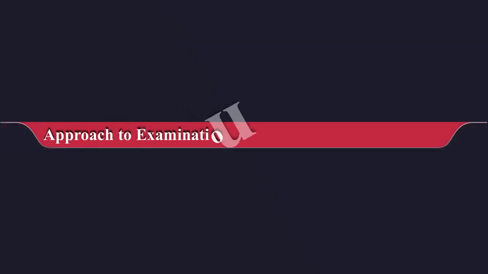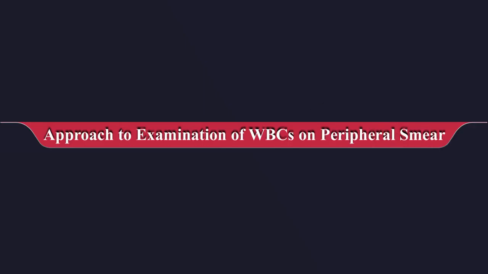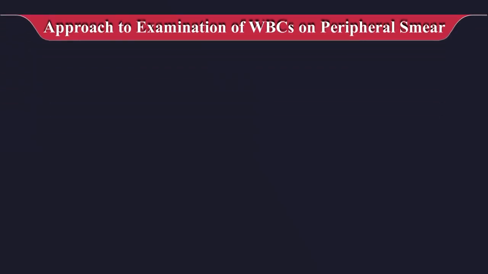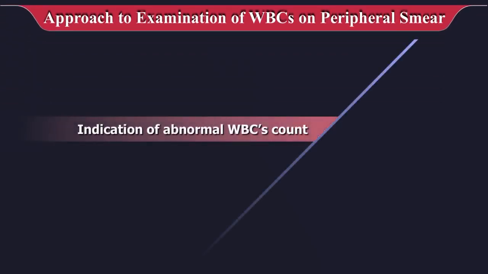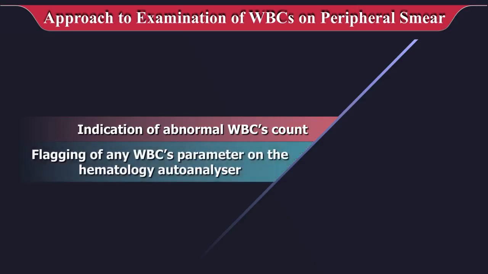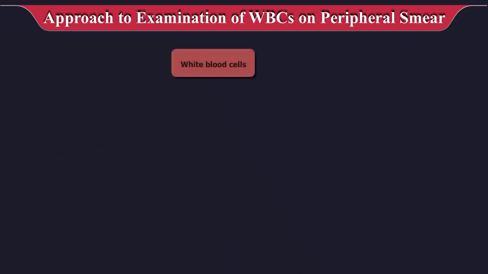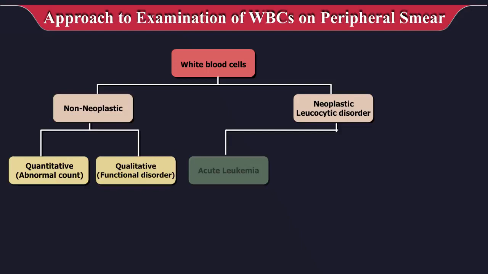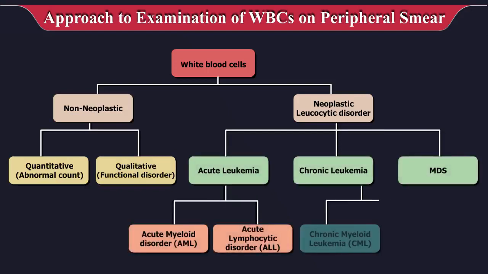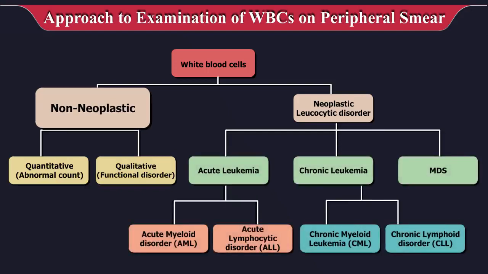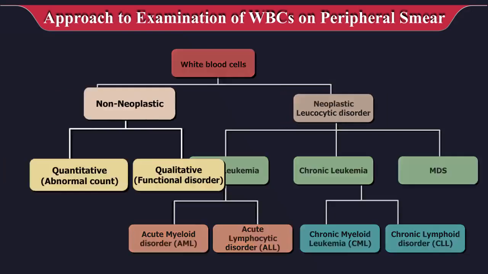Approach to examination of white blood cells in a peripheral smear. When there is an indication of abnormal white blood cell count or flagging of any white blood cell parameter on the hematology autoanalyzer, prepare a smear and examine the slide. The first step is to try and differentiate whether it is a non-neoplastic or a neoplastic disorder.